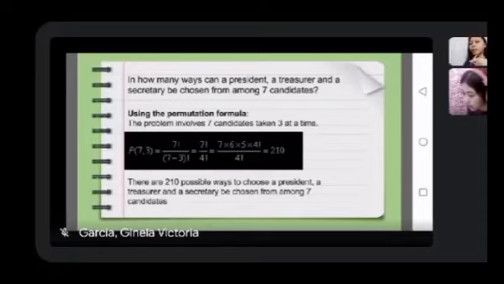Using the permutation formula, the problem involves 7 candidates taken 3 at a time. Permutation of 7 taken 3 at a time equals 7 factorial over 7 minus 3 factorial, and that equals 7 factorial over 4 factorial. 7 times 6 times 5 times 4 factorial over 4 factorial equals 210. There are 210 possible ways to choose a president, a treasurer, and a secretary from among 7 candidates.